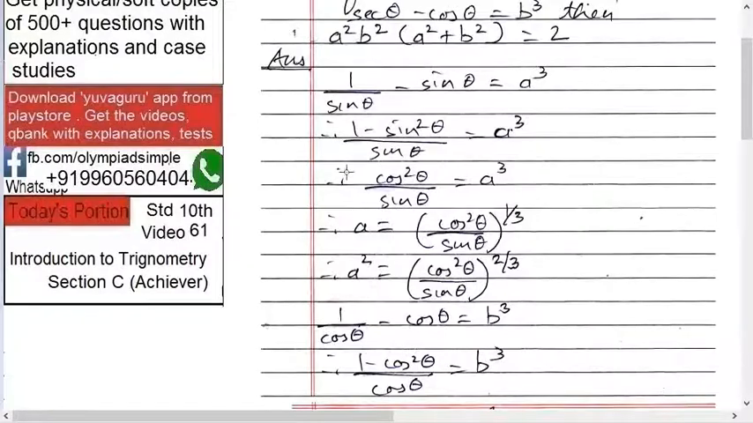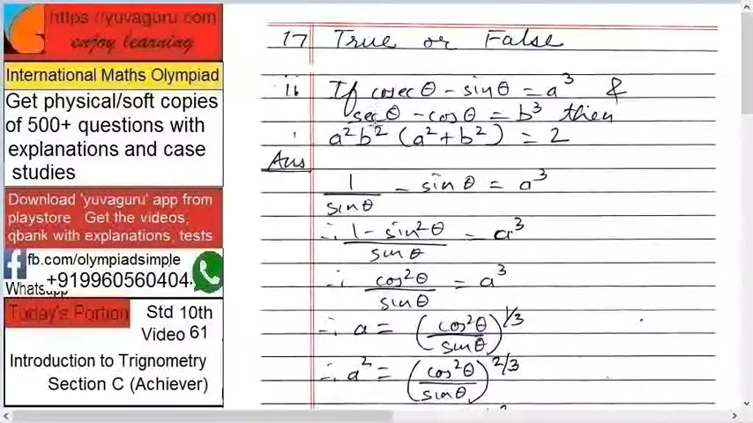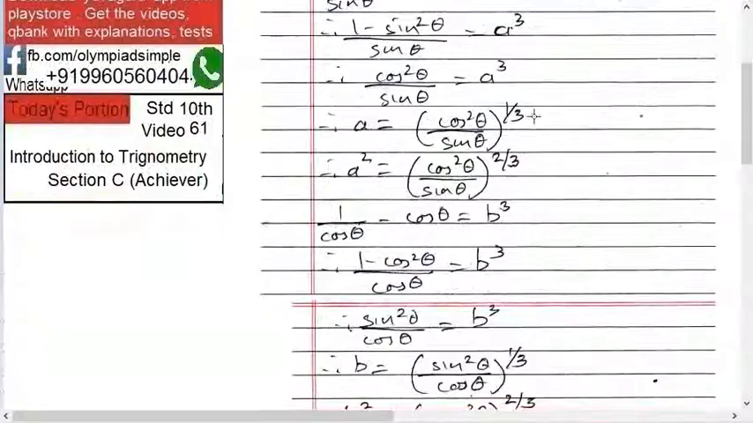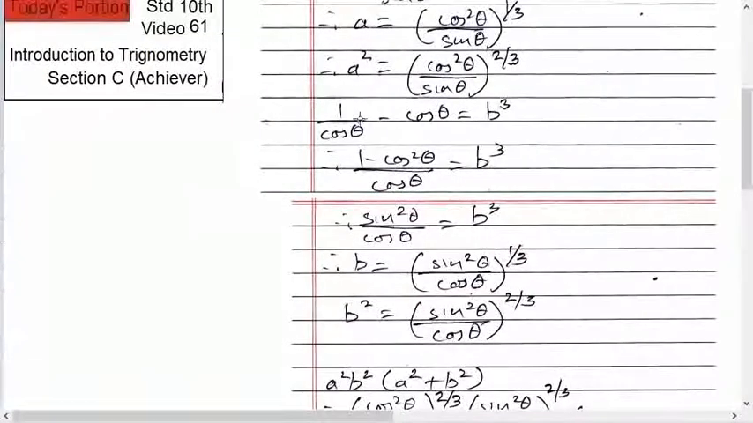Similarly find b square. Sec theta minus cos theta equals b cube. So we'll find this: 1 upon cos theta minus cos theta equals b cube. Solve it similarly. You will get b square equals sin square theta upon cos theta, the whole raised to 2 by 3. Similar to that of the a square.